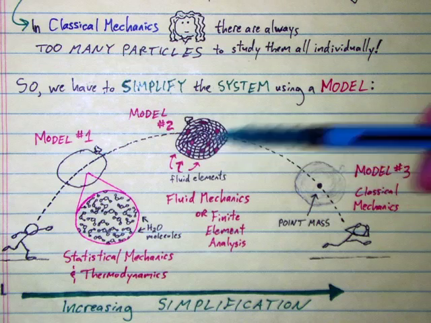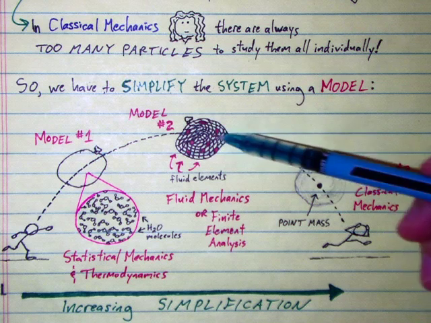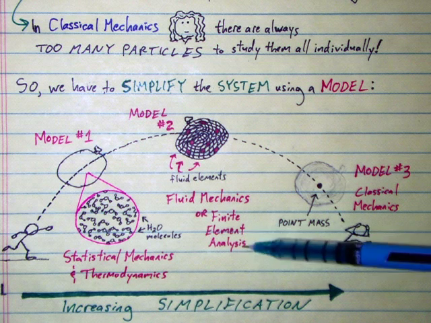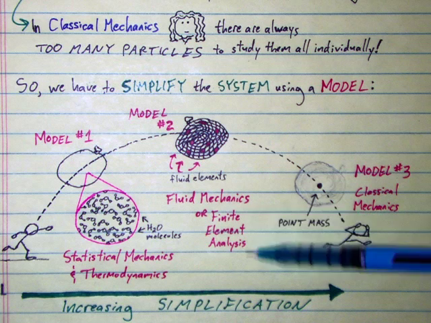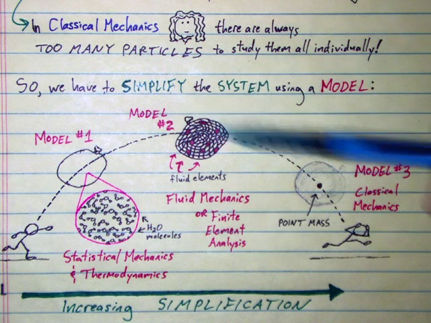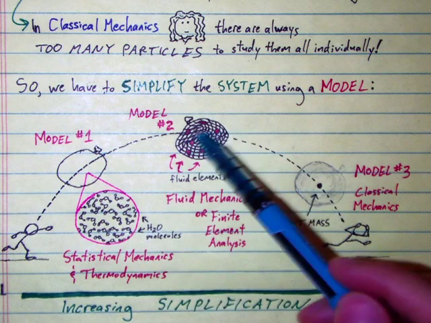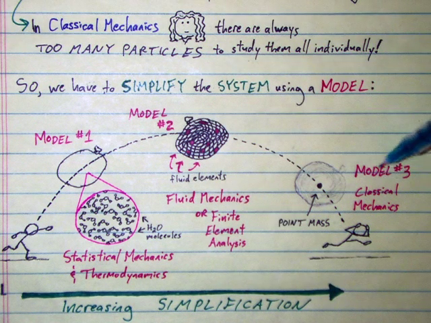Or if this weren't a fluid, if it were a solid object and we divided it up into little tiny pieces like this and studied it one piece at a time, we would call that finite element analysis. This is a very common procedure in engineering. That's our second model. So we simplified it by, instead of looking at zillions of molecules, looking at just millions of little pieces. Here's model number 3.